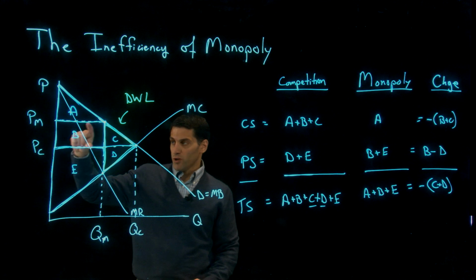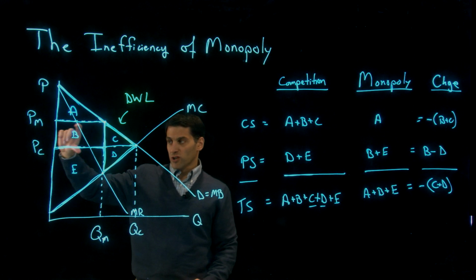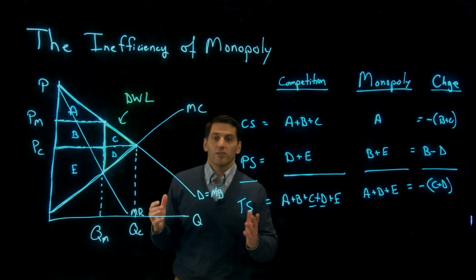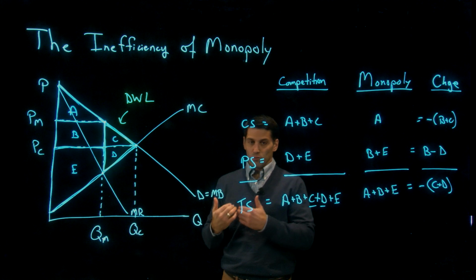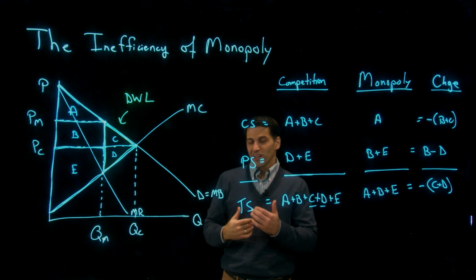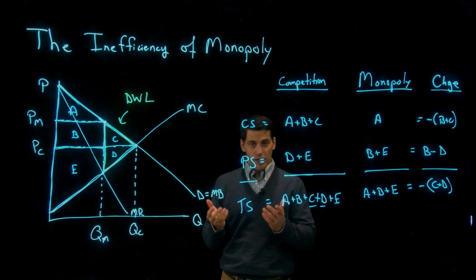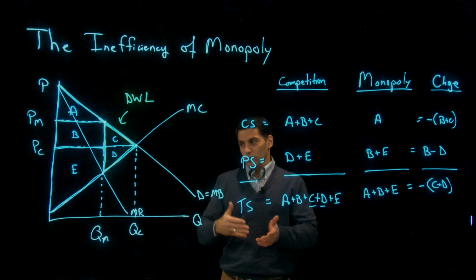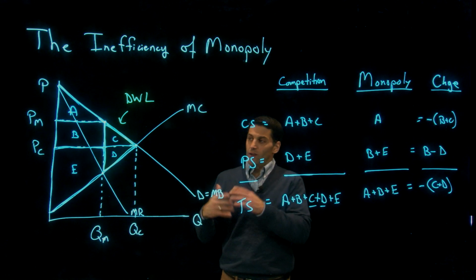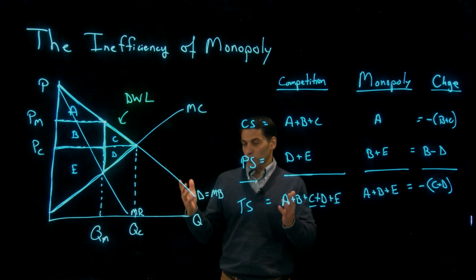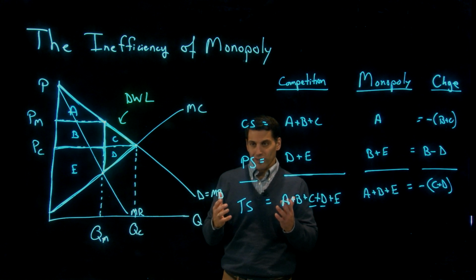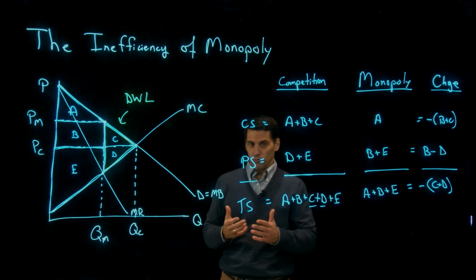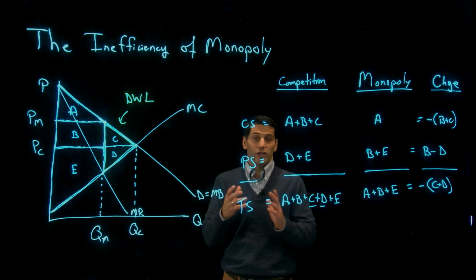Again, it's important to note that consumers are actually worse off in terms of losing B and C, but B is not a loss to society as a whole. It's a transfer from consumers to producers, so it's not inefficient. You may not like the outcome because you may not like that the monopolist is being made better off at the expense of the consumer, but from an efficiency standpoint, it doesn't matter who's getting that surplus. We're not talking about equity, we're just talking about efficiency.